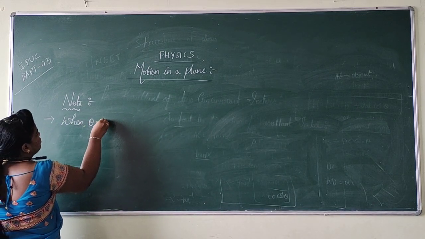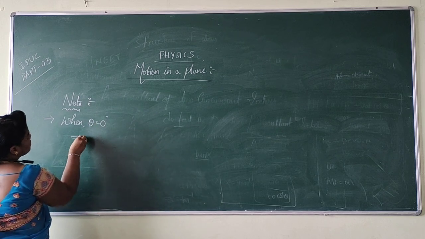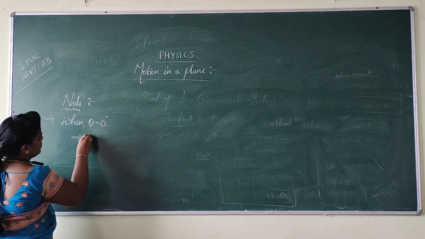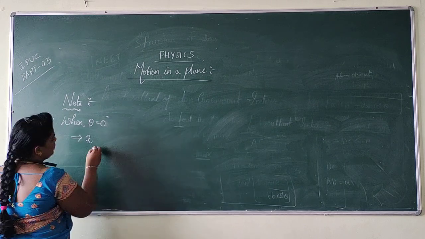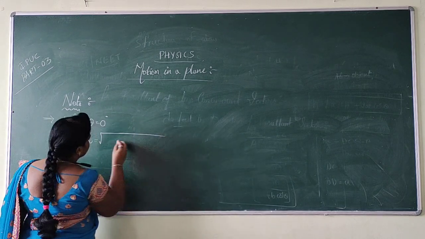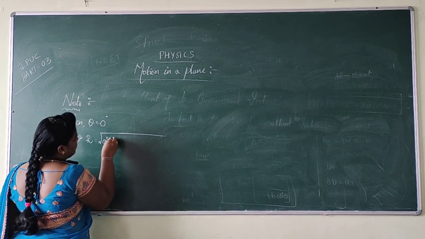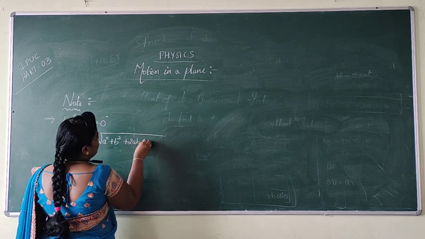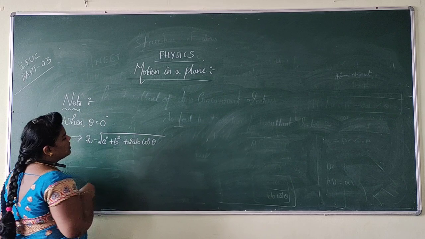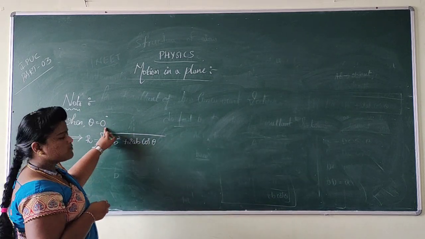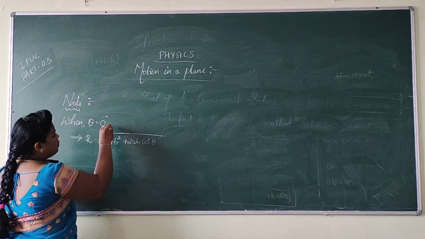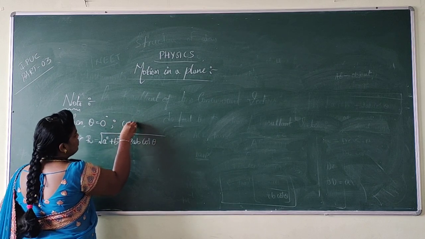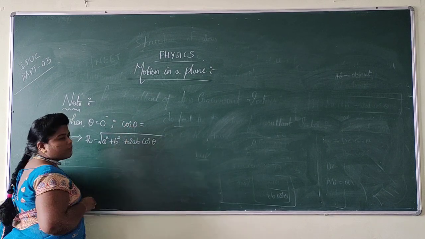When theta is equal to 0 degrees, what happens to the resultant? See my dear students, we know that R can be written as the square root of a squared plus b squared plus 2ab cos theta. So in place of theta, we should substitute 0. So what is the value of cos 0?